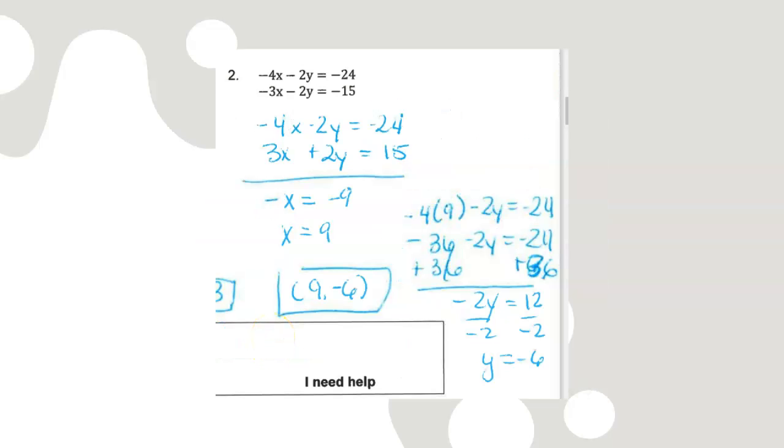This one seemed like a good way to eliminate, so I just changed the signs to opposite on the bottom one so I could just add. So I have negative x equals negative 9. Remember, you can't have a negative variable, so I hopped that negative sign over. I got x is 9, plugged that into the top one, then I got y equals negative 6, so (9, -6) is my answer.